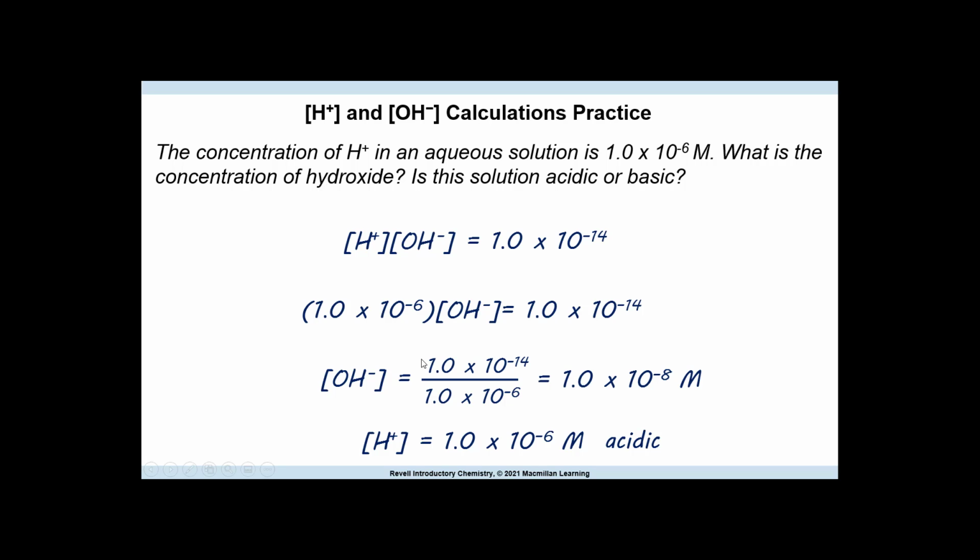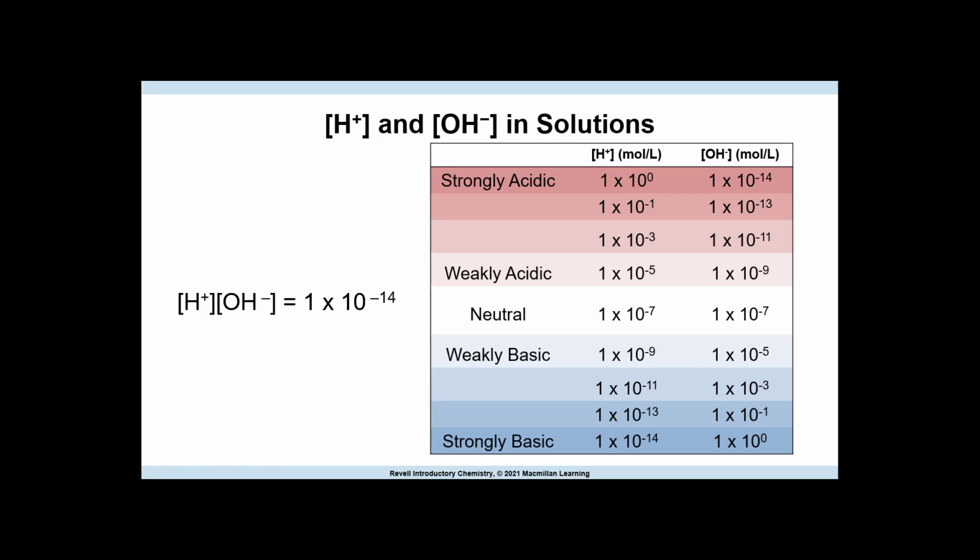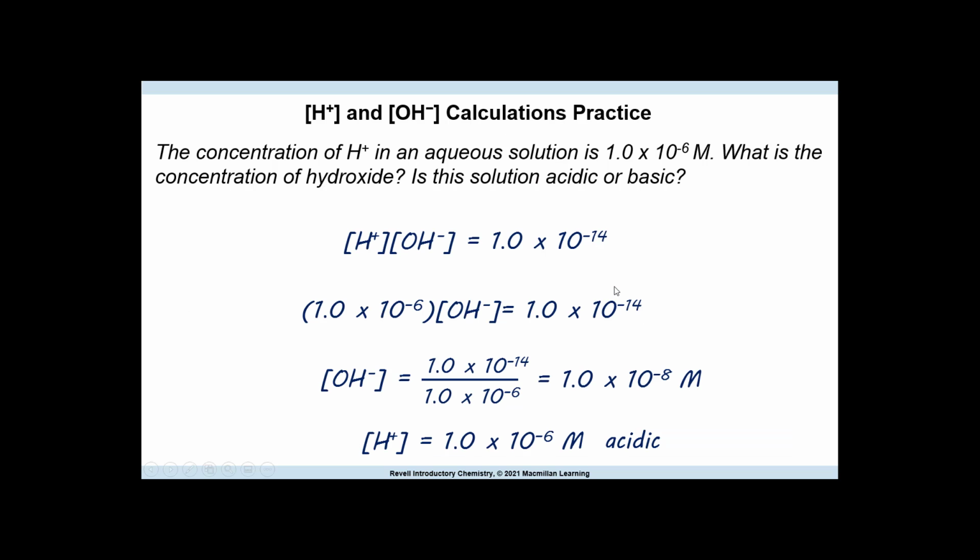Okay, so in this example, we notice that the proton concentration is 1.0 times 10 to the negative 6, which is a larger amount than neutral water, because this is 7, so it's somewhere right here, which means it's weakly acidic. It is larger than neutral water. Remember, water is at 10 to the negative 7. Therefore, the solution is acidic.